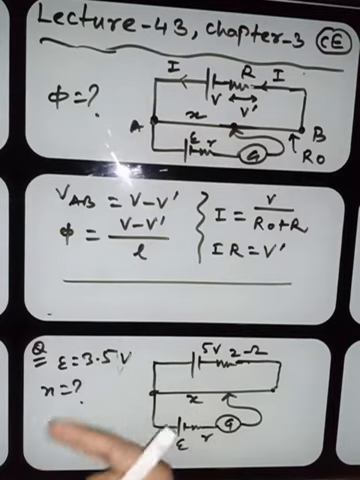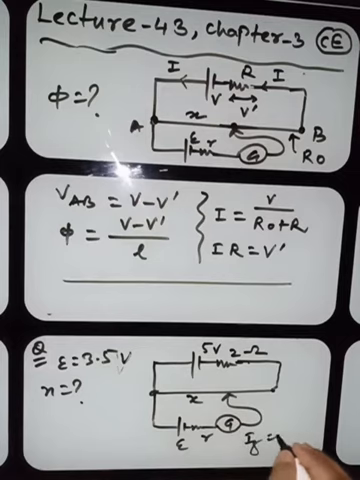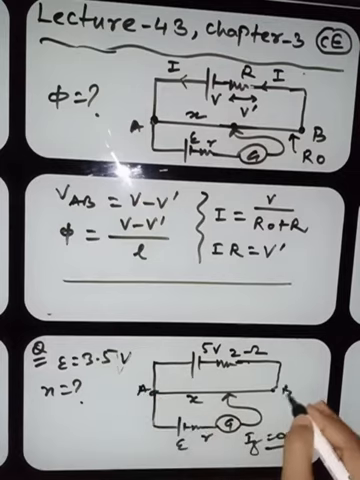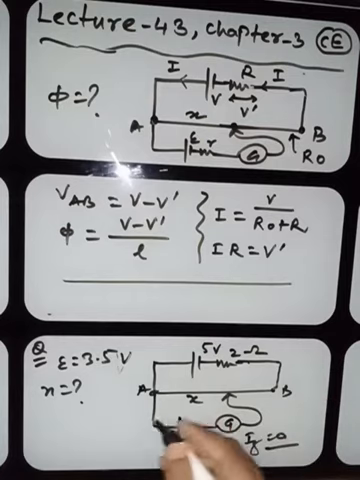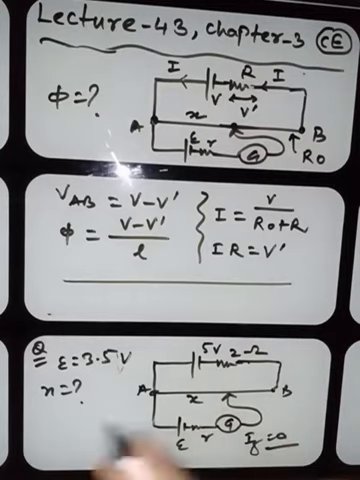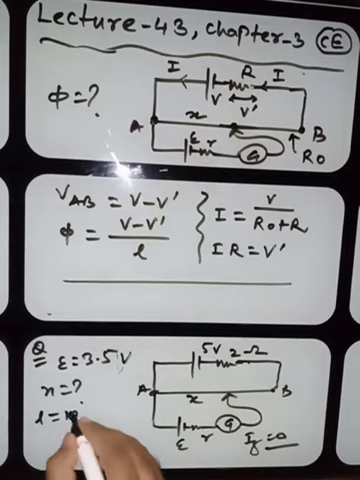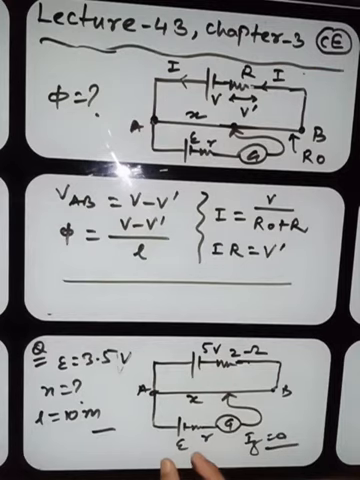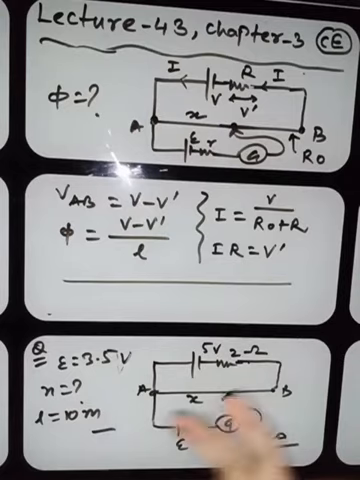What will be the value of X at null deflection? This is the point A, B. I have not given the length. Suppose the length is 10 meter. Then you have to find the value of X if the value of E is 3.5. If you can, try to solve this question.